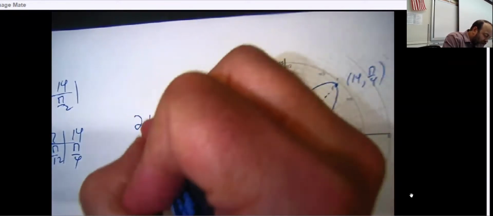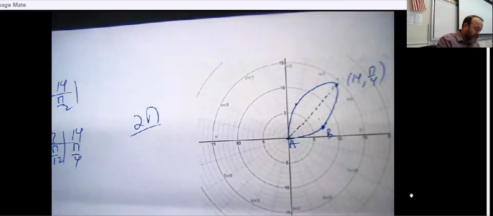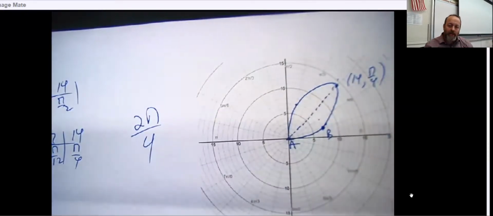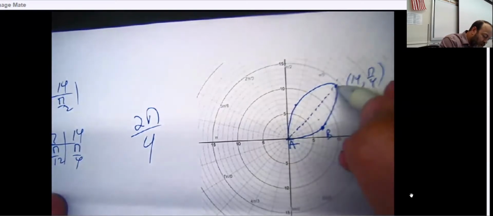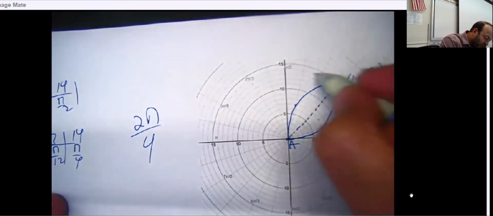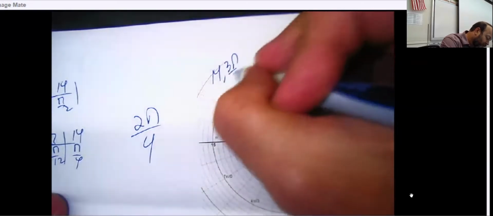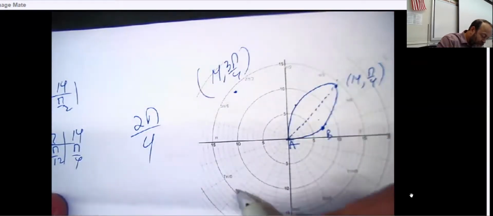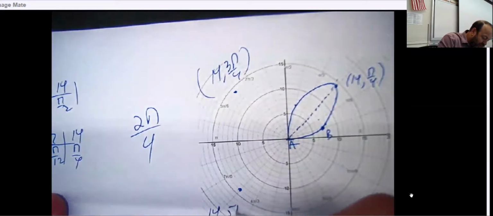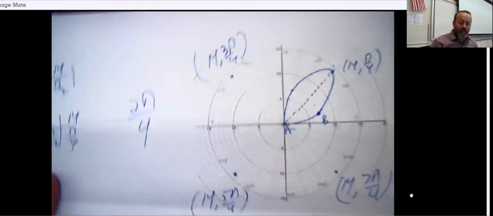And keep in mind, 2 pi is the circle. There's going to be 4 of these things, so it's going to happen every 2 pi over 4. That means if this is pi over 4, then the next one of those tips is going to happen over here at 3 pi over 4. The next one's going to happen down here at 5 pi over 4. And our last one is going to happen down here at 7 pi over 4.